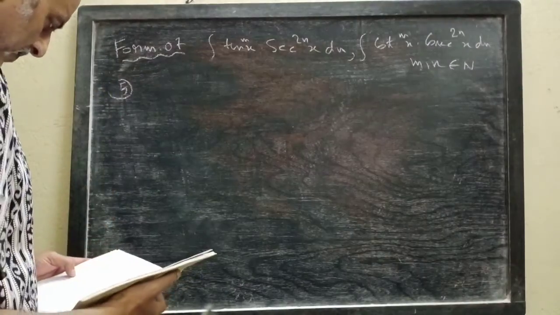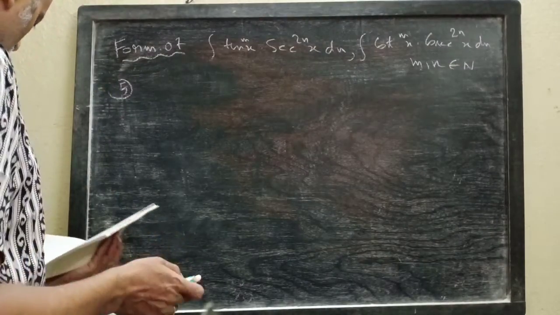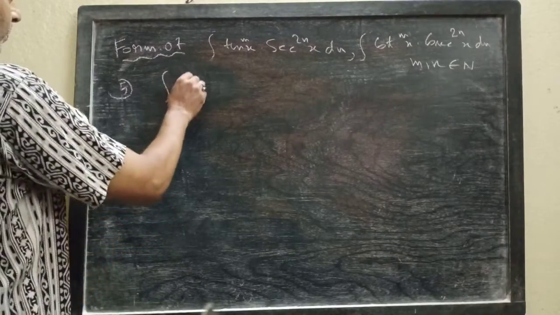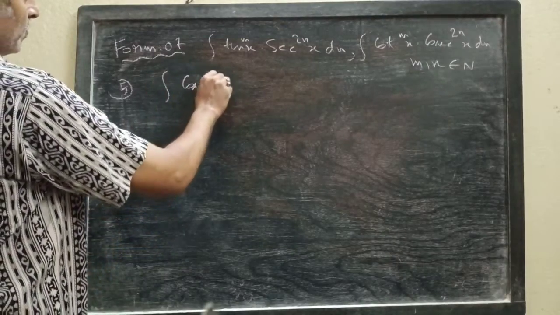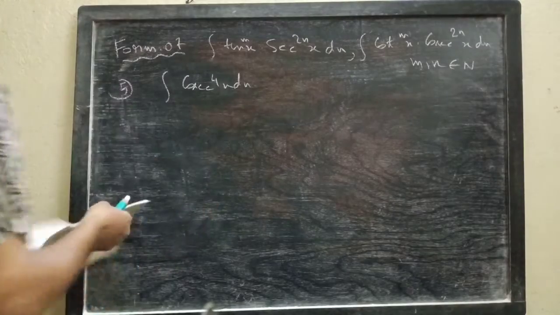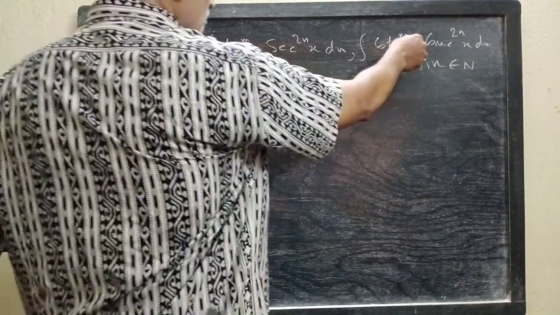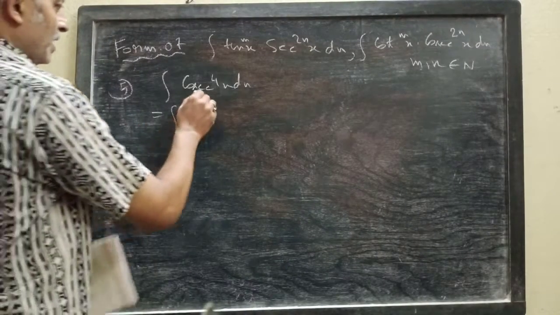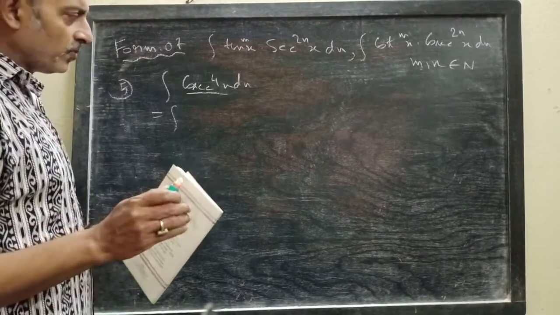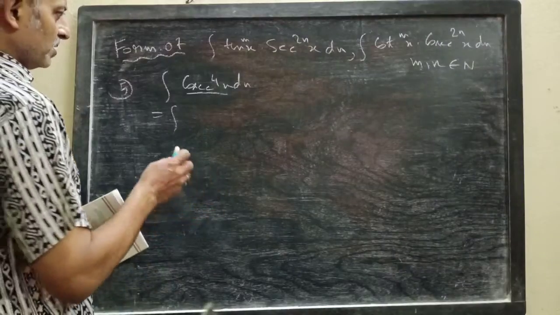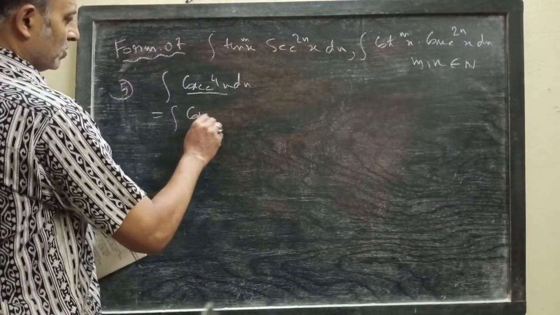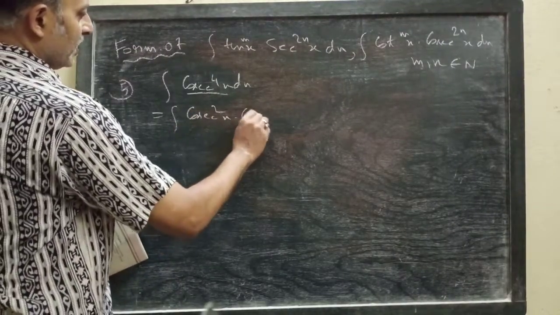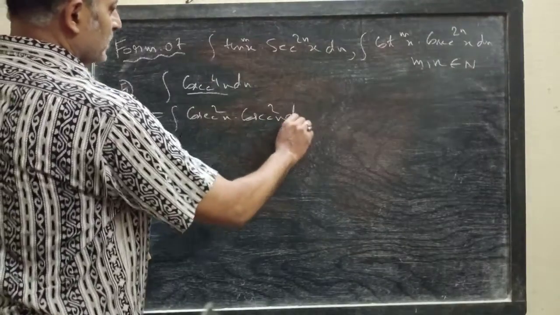Number 5. Integration of cosec to the power 4x dx. That means m is 0 here and n is 2 here. Write this cosec to the power 4x as cosec square x into cosec square x dx.